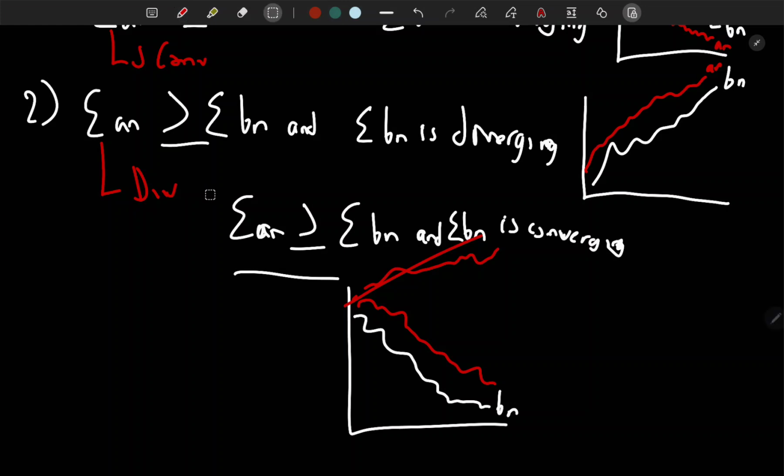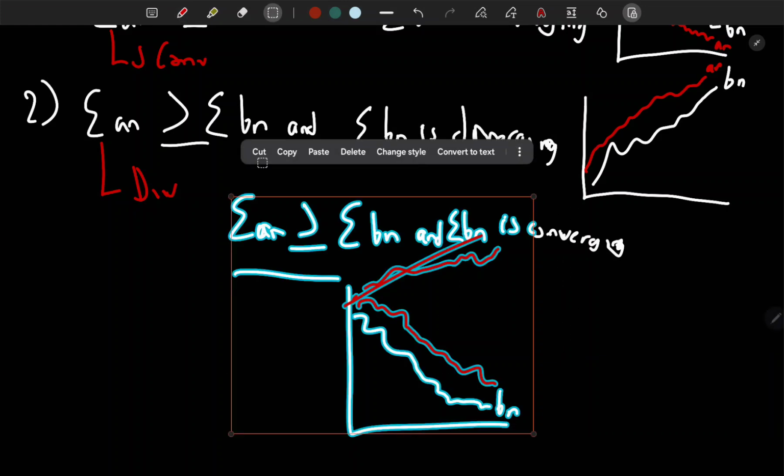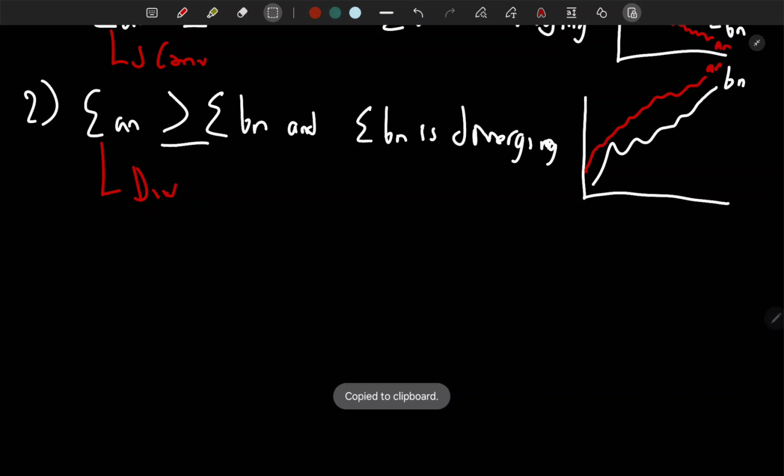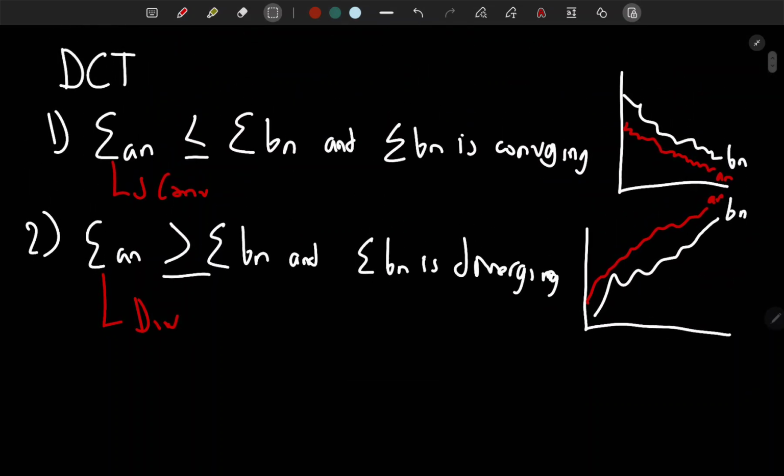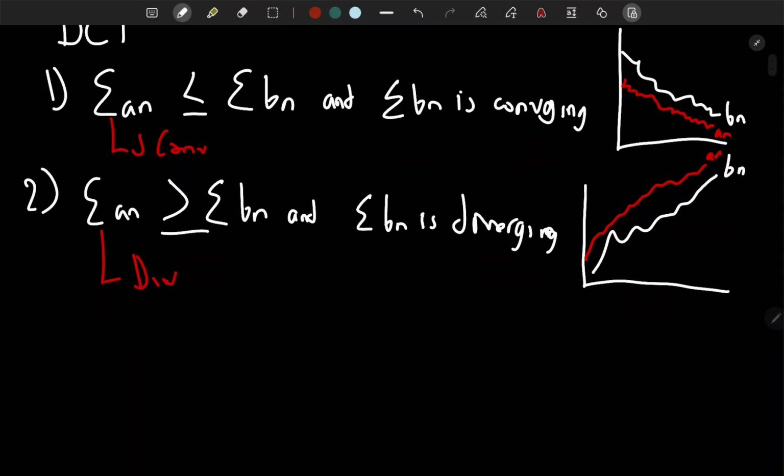So the only conditions that you need to follow are these two, which are stated over here, and you need to check if it's more than or equal to. And let's now do some examples. So our first question is the sum from n equals 1 to infinity of cosine squared n over n to the power of 3 over 2.